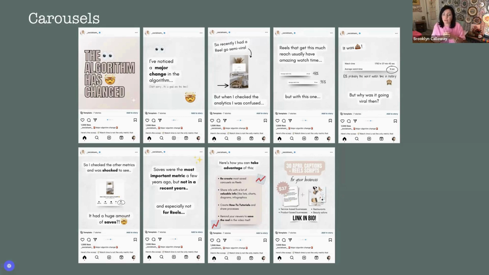Share a lot of valuable info, like the lists, the charts, the diagrams, and infographics. Again, we really liked this carousel as an example because it's actually telling you to share information, which is what we're doing. So anyways, it just goes on. I'll let you pause this and read that if you want to read it more, but you can always go to Social Sam and read it from there too.